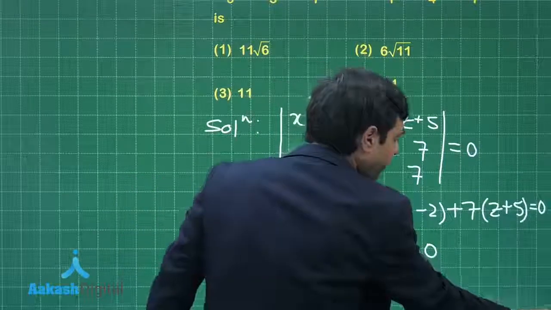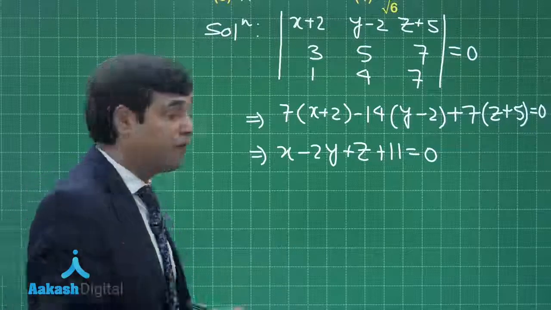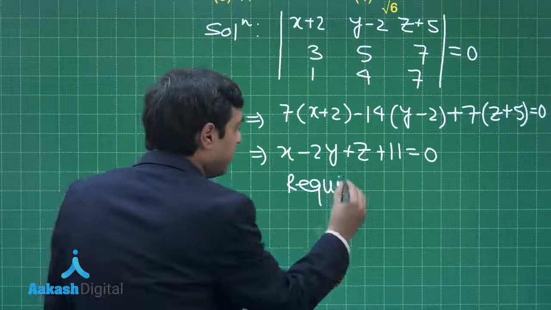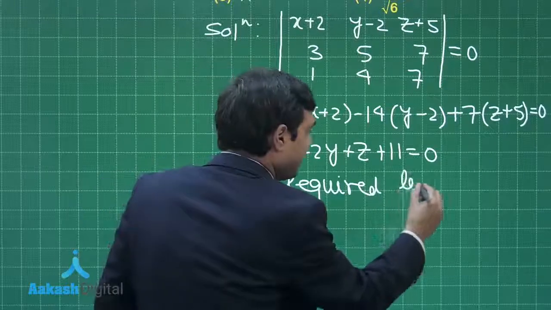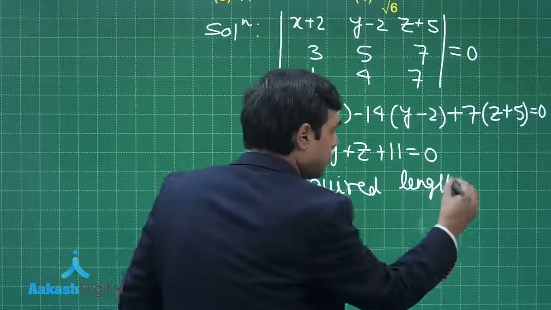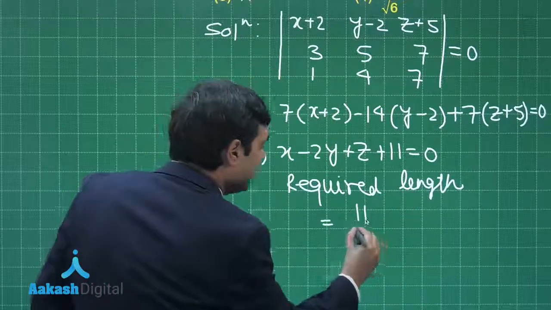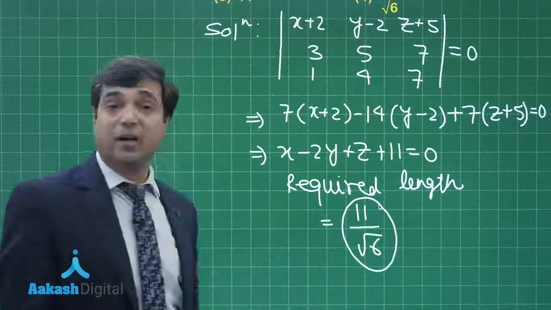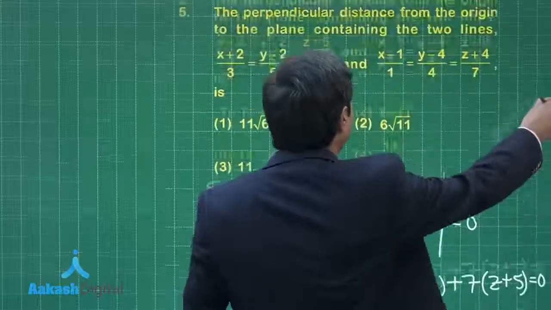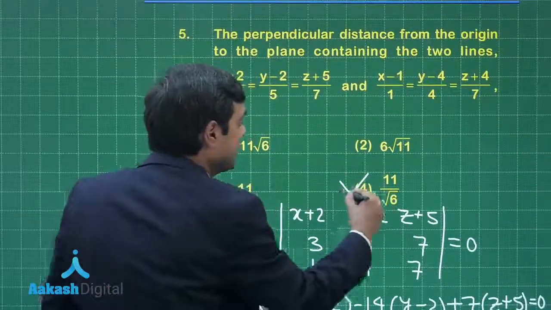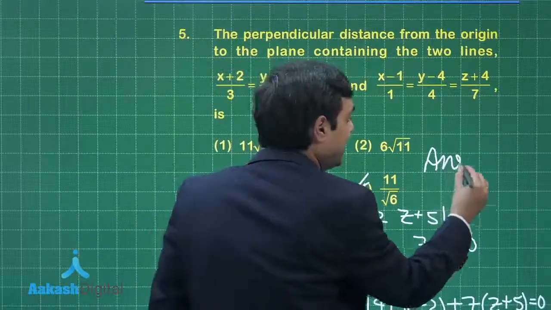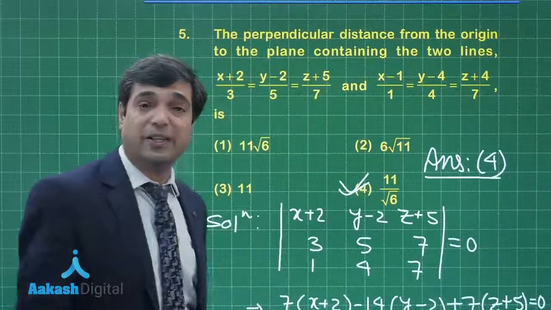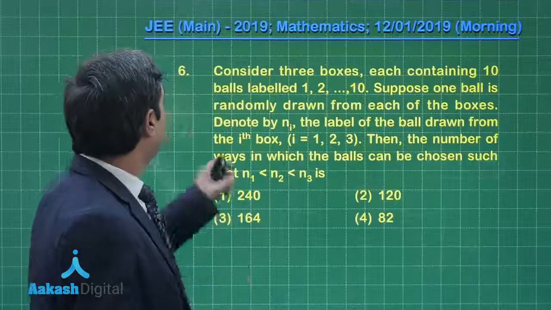Now, we are looking for the perpendicular distance of this plane from the origin. So, the required length is simply 11 by root 6. So, the length of the perpendicular from the origin is 11 by root 6. So, the correct answer for this question is option number 4. So, let us move on to the next question, that is question number 6.